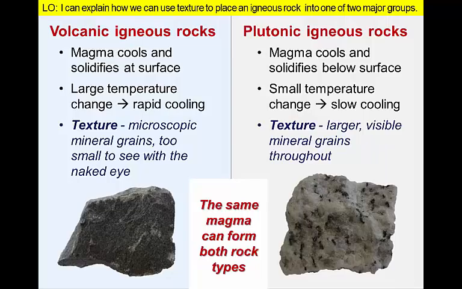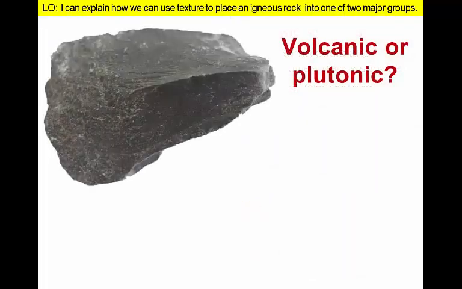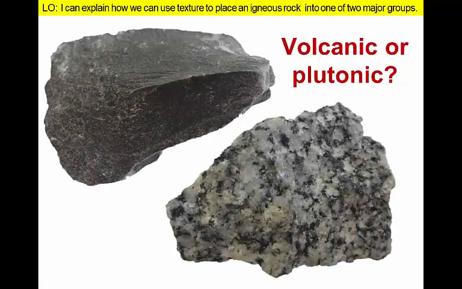Geologists can use the texture of an igneous rock, that is, the size of the crystals or minerals within the rock, to determine if it had a plutonic or volcanic origin. Visible grains indicate a plutonic igneous rock, but if you can't see any individual minerals, it must be a volcanic igneous rock. For example, is this rock volcanic or plutonic?